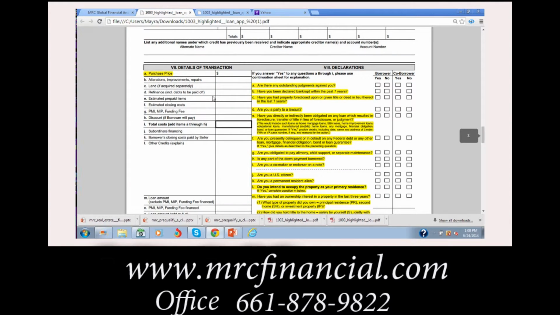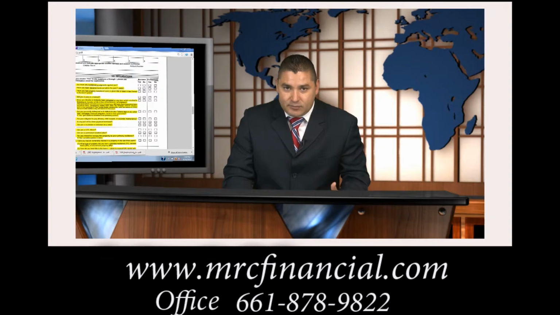Part 7, details of the transaction, is usually going to be filled out by the senior loan officer and underwriter. They'll go ahead and fill out all that information for you. Again, all we're going to ask you guys to fill out, if it's a purchase, just put in what the purchase price is that they're trying to get pre-qualified for. $150,000, $250,000, $1 million, whatever it may be.